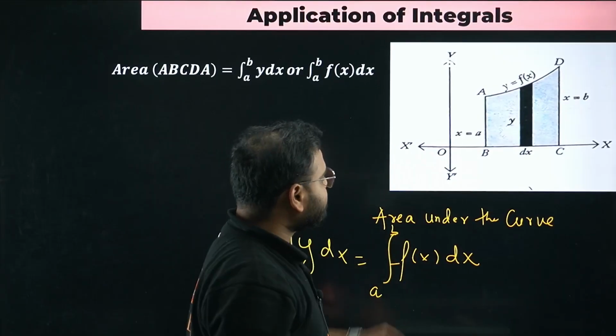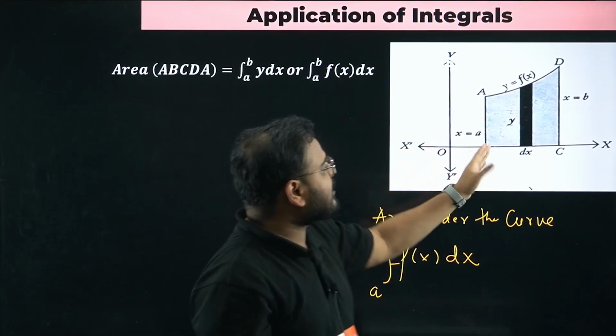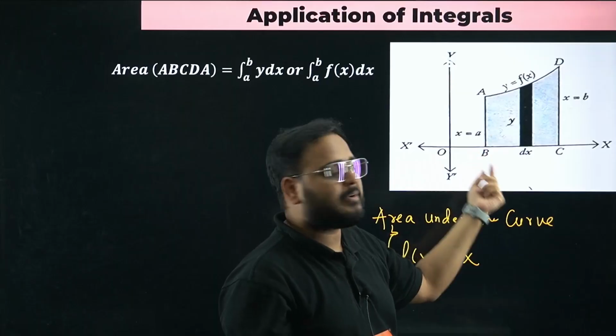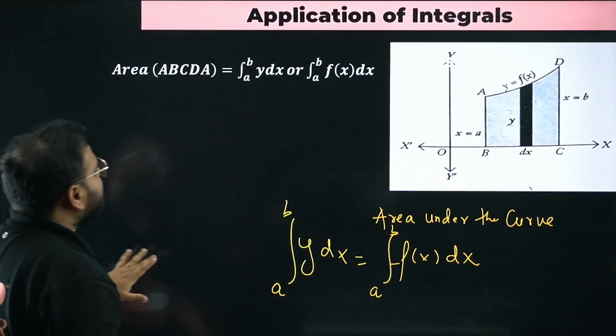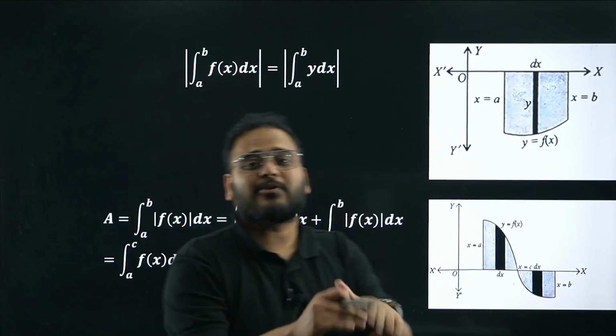Why A to B? Because, sir, x equal to A is one of the extremities, and the other is x equals B. Okay, so this is very, very simple. So what we do in the AOI is we try to find the area under the curve.